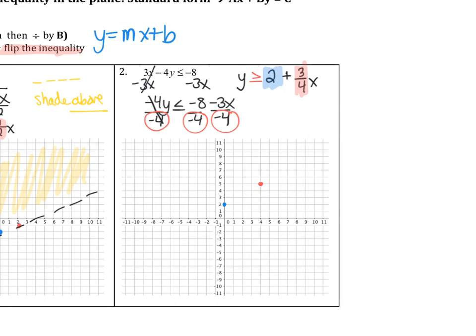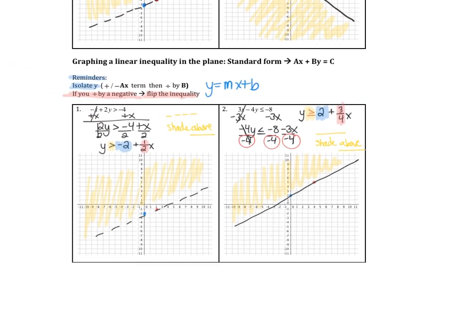Then looking at my inequality symbol, that will tell me what line to make and where to shade. So since it's greater than or equal to, I know I'm going to make a solid line. And since it's the greater than, I'm going to shade above. Okay, so this one's going to be shading above as well. So I'm going to make a solid line that goes through these 2 points. And if I put my hand up to it and figure out what would be above my hand would be here.